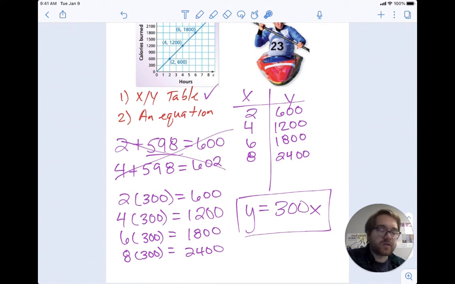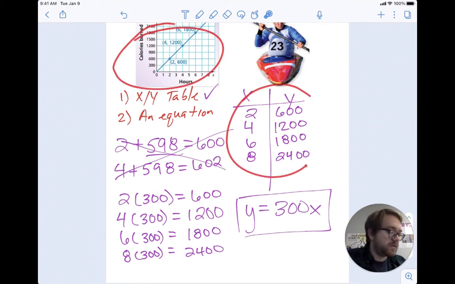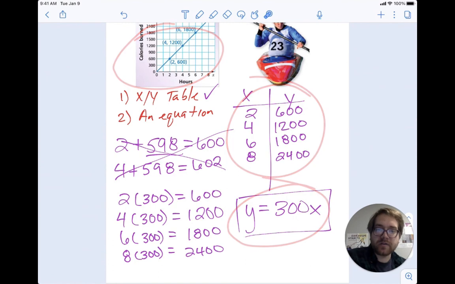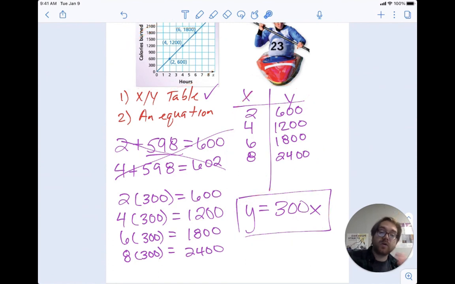Okay. And so this table and this function equation are what your answers are going to be for your practice. That's what we're trying to do, is take the graph, turn it into a table, and then turn it into an equation. Okay. So this is what we're going to work with. It'll take a little bit of time, but this is what we're going to do.